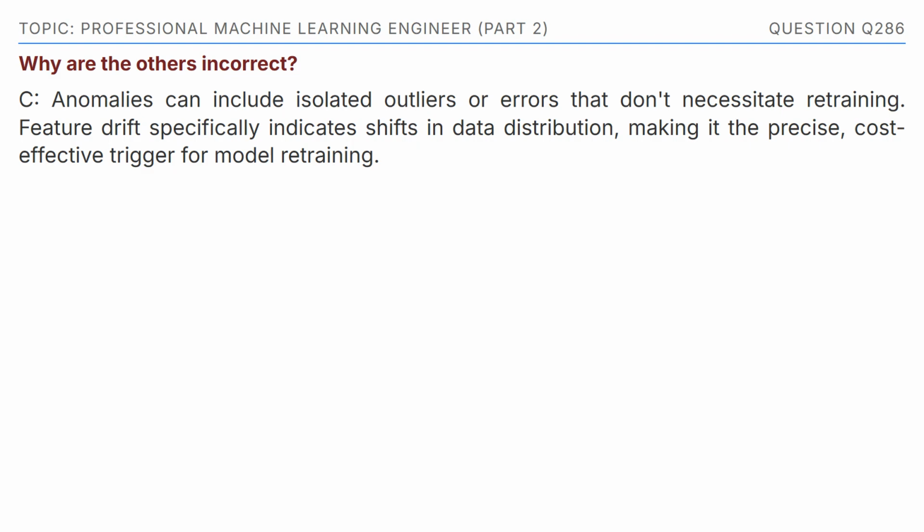C, anomalies can include isolated outliers or errors that don't necessitate retraining. Feature drift specifically indicates shifts in data distribution, making it the precise, cost-effective trigger for model retraining.